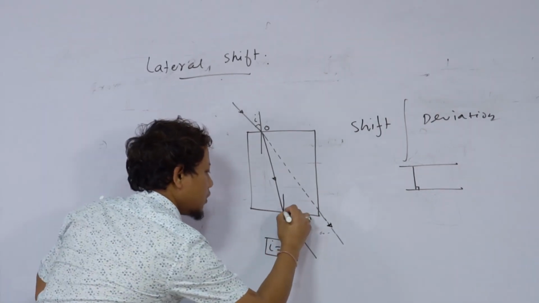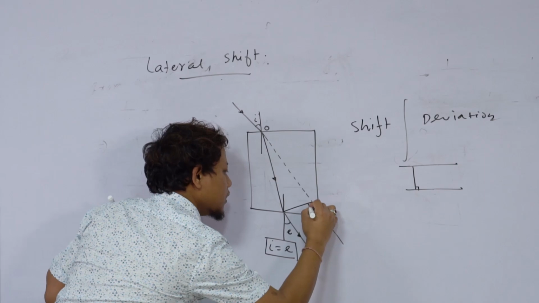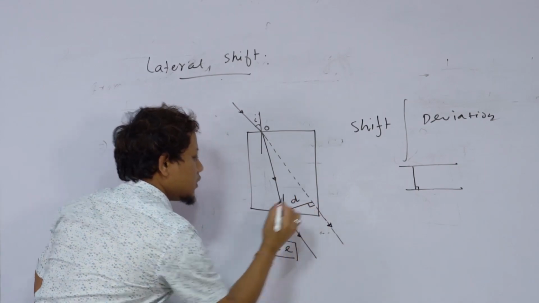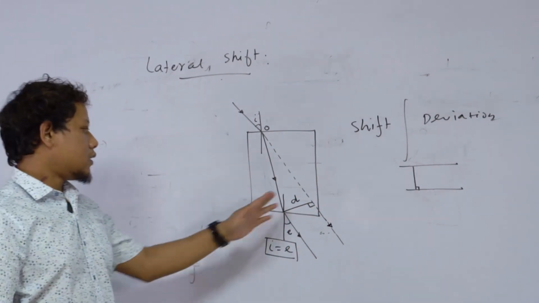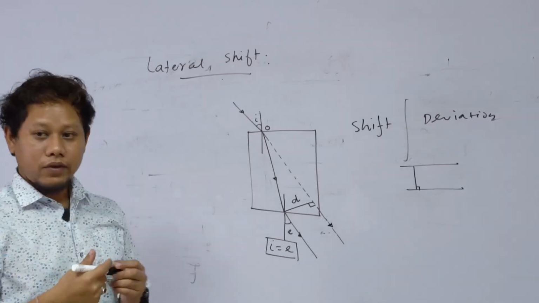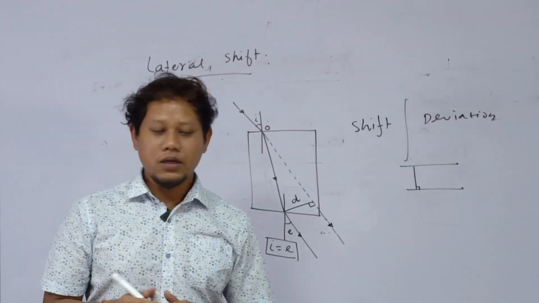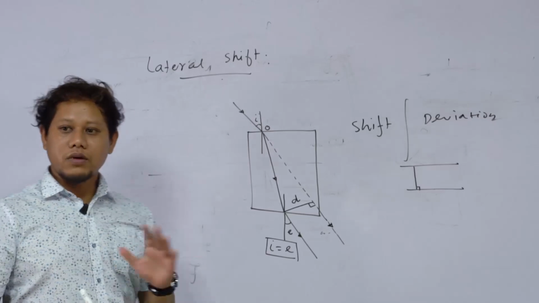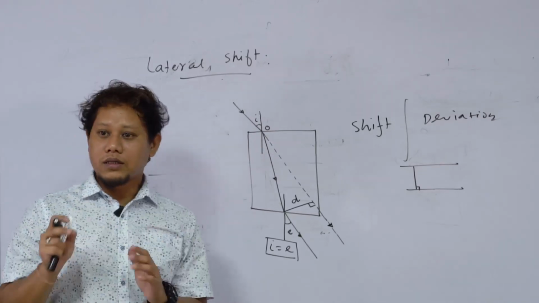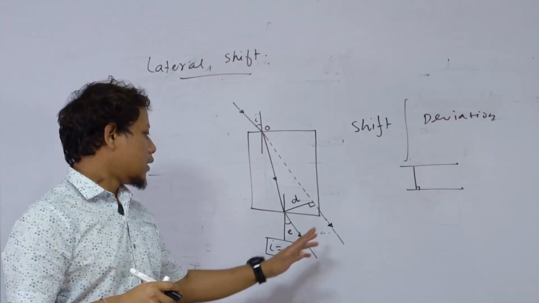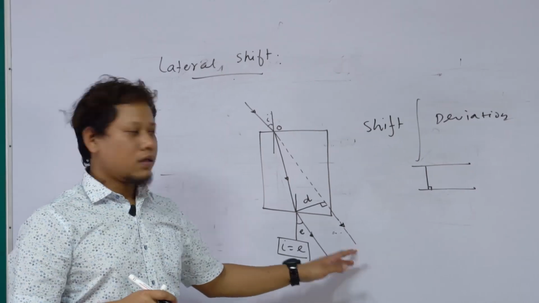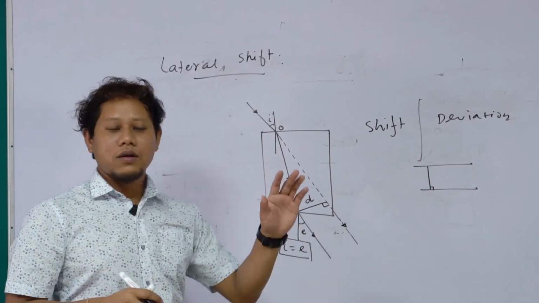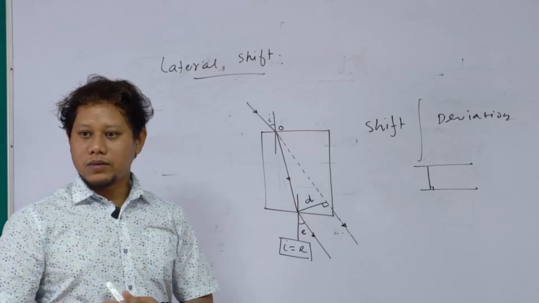Okay, from this point I'm drawing a normal. So here say this distance is D. This distance is the lateral shift. So if we have to define what is lateral shift, we can say that the perpendicular distance between the emergent ray and the direction of the incident ray, that particular distance is called lateral shift. I hope it's clear now.